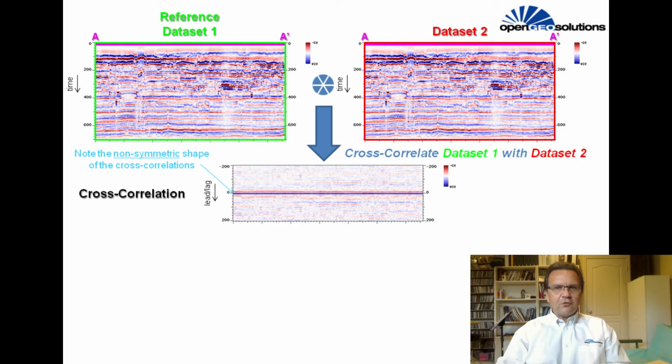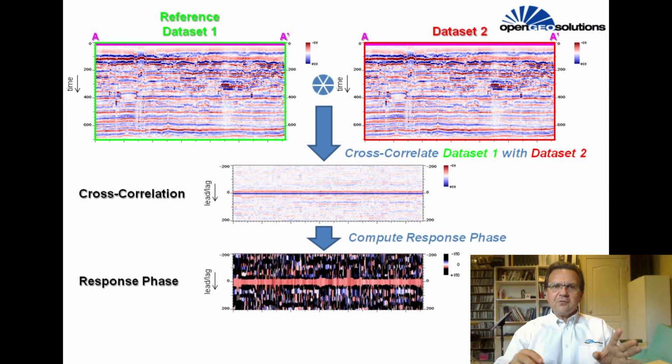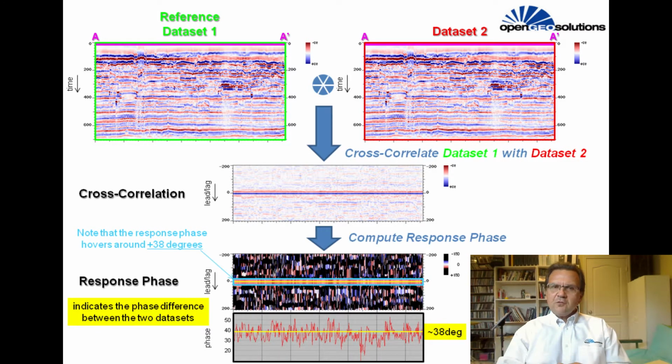Now that you have the cross-correlations to work with, response phase provides an easy way to quantify the phase of the associated waveforms. In this case, the response phase values indicate that the waveforms are roughly 38 degrees away from zero phase.